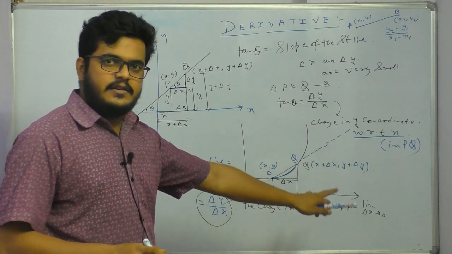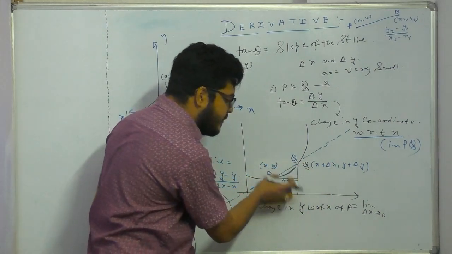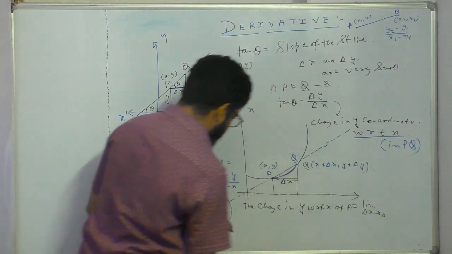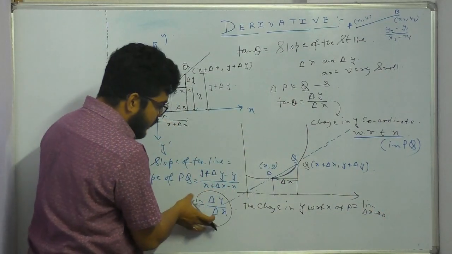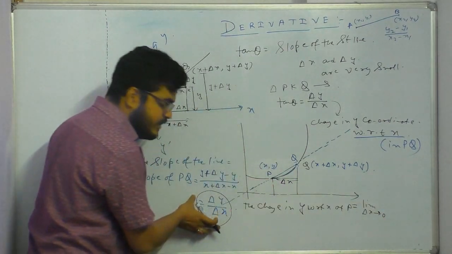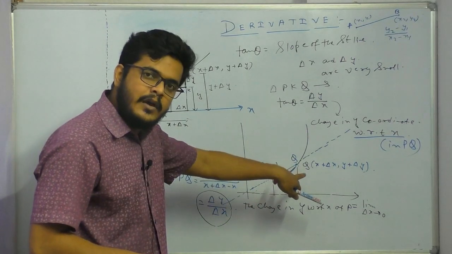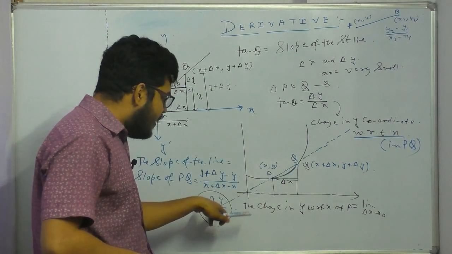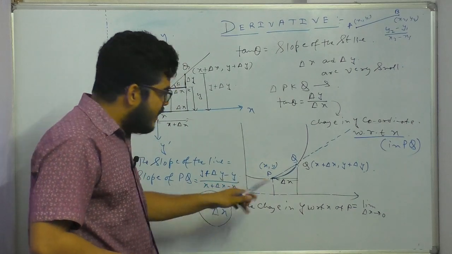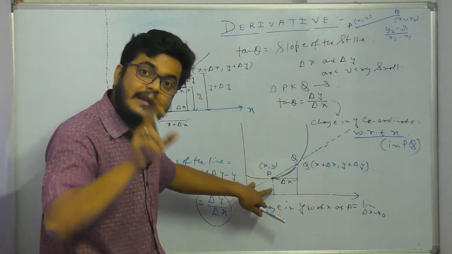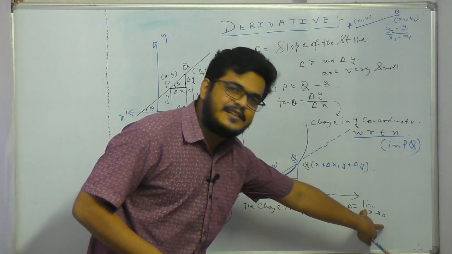So limit del x tends to 0, that means what? That this variable is tending to 0. If we apply limit del x tends to 0 to this value, this is change in y coordinate with respect to x in PQ, and if we apply del x tends to 0, then this value will become change in y coordinate with respect to x coordinate at which point? At P, since we apply del x tends to 0.